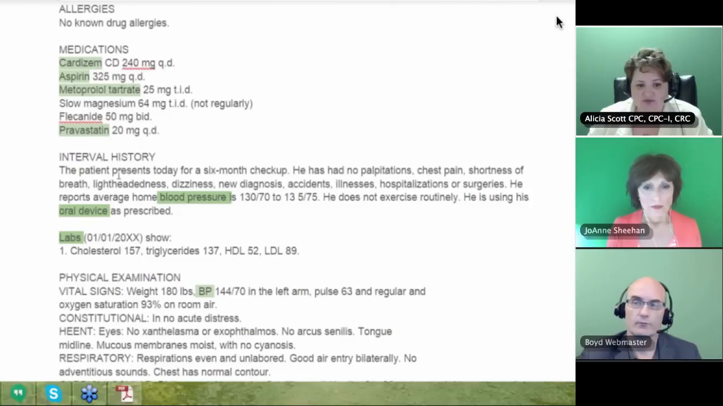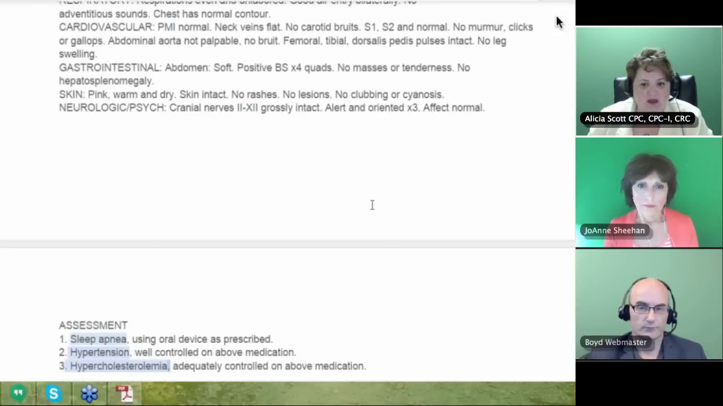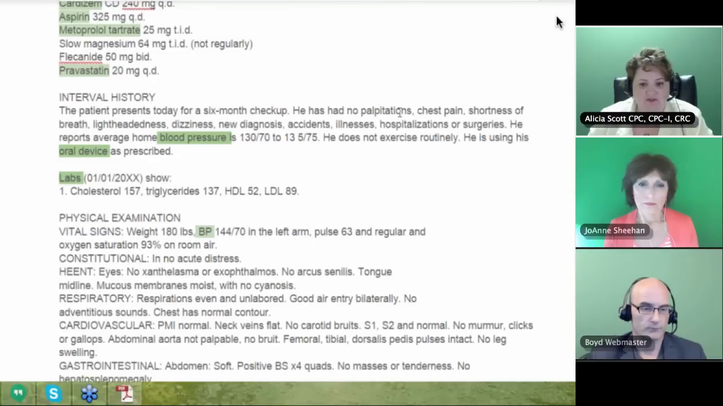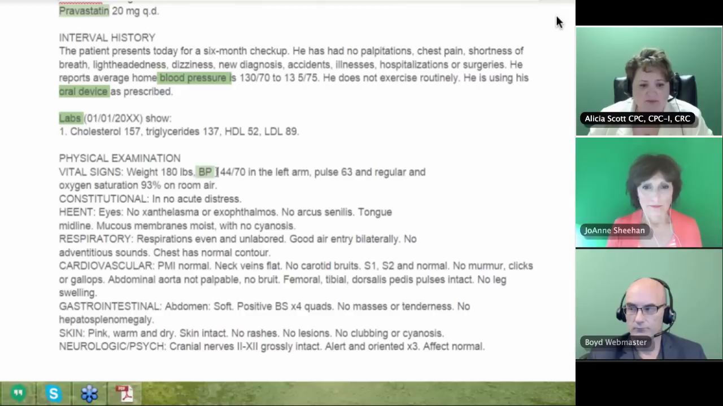Then I'm going to go to this history, the things that jump out at me. One, just because he had no palpitations doesn't mean it isn't addressed down there, because well, no, he didn't address it. So, in other words, the palpitations aren't something that we're going to worry about. Blood pressure, and that he is using his oral device as prescribed. So that constitutes the sleep apnea. Look, they did a lab for the cholesterol and the triglycerides, so now we know he's actively being treated. Again, they checked the blood pressure.